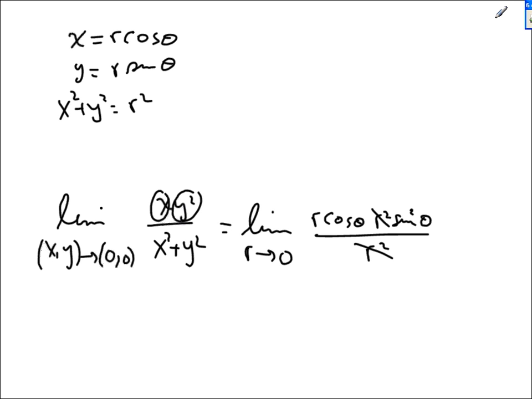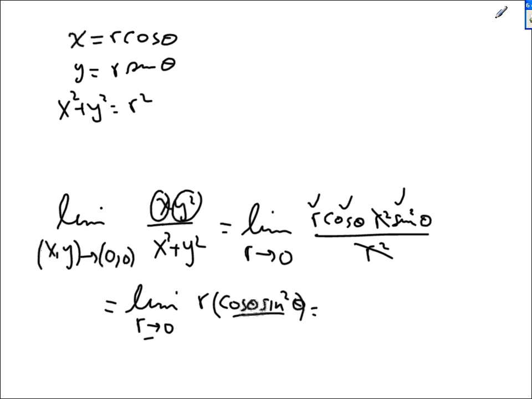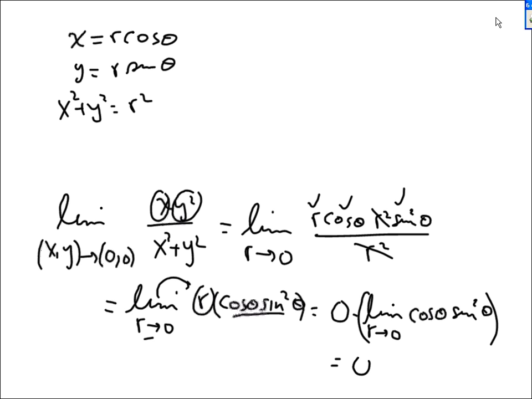So the r squares cancel out, and what you have is the limit as r approaches 0 of r times cosine theta times sine squared theta. That's the constant. This has nothing to do with r. But r goes to 0. So you can take the limit of the first, which is 0, times the limit of the second, which is this constant. And 0 times that is 0. So it turns out that this limit is 0.